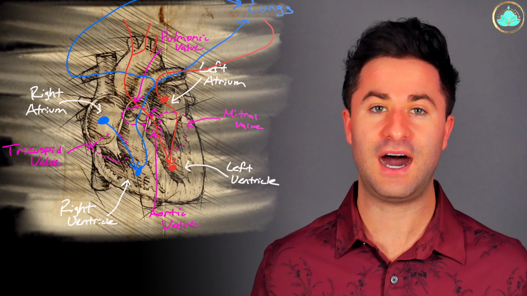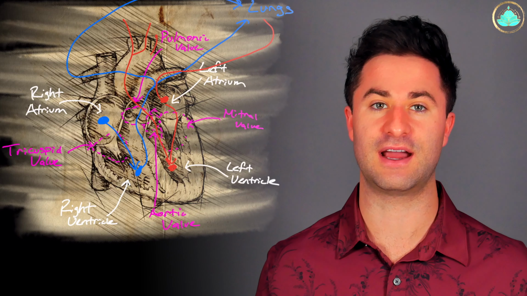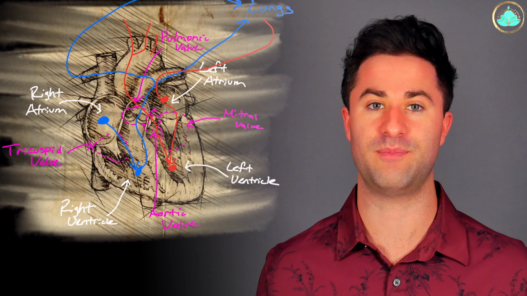There are 4 concepts that you need to memorize before tracing the path of blood flow. Number 1, anything written in blue represents lack of oxygen or deoxygenation. Number 2, anything drawn in red represents oxygen or oxygenated.